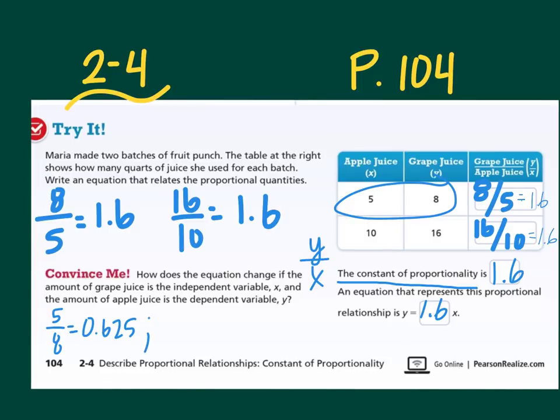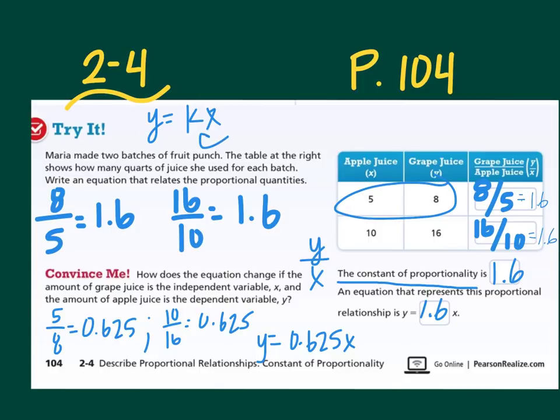Let's try the other one. We'll say 10 divided by 16, and that also gives you 0.625. Therefore, this time we're going to have y equals 0.625x. So the equation y equals kx is what we're really focusing on. K represents that constant of proportionality.